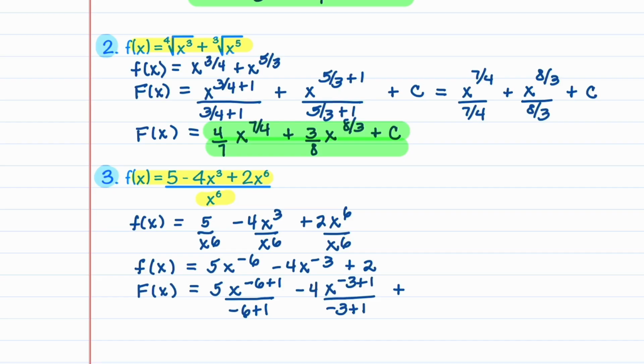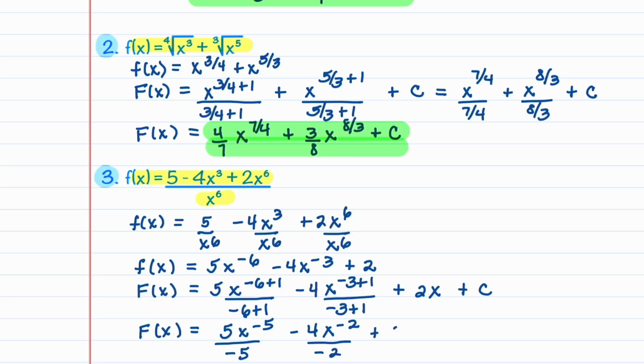and then we have a constant 2, and we're going to multiply that by x, and then we add on our constant c. Let's now simplify this. This is capital F of x is equal to 5x to the minus 5, all divided by minus 5, minus 4x to the minus 2, all divided by minus 2, plus 2x plus c.